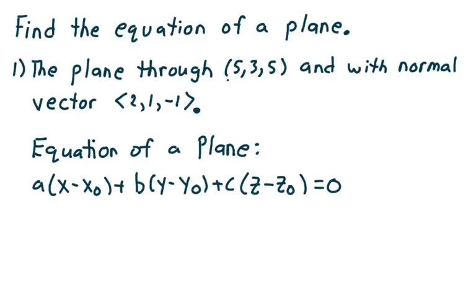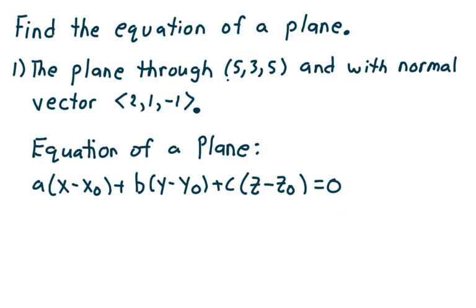The directions say to find the equation of a plane. In example 1, we want the equation of a plane through the point (5, 3, 5) with normal vector (2, 1, -1). And remember, to find the equation of a plane, we need a point on the plane, and we need a vector that's perpendicular to the plane.